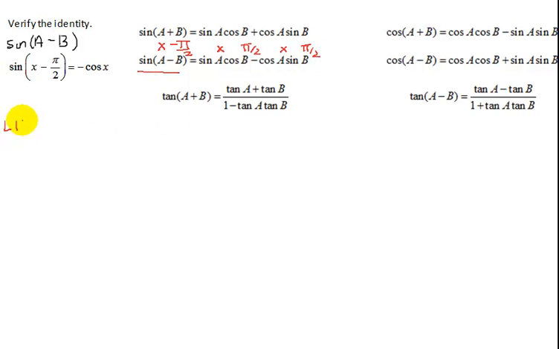So my identity, the left-hand side is equal to, let's write it out again, the sine of x minus pi over 2. And I'm going to use this formula up here. So it's the sine of x, the cosine of pi over 2. This is straight substituting into the formula, minus cosine of A, which is the cosine of x, times the sine of B, which is the sine of pi over 2.